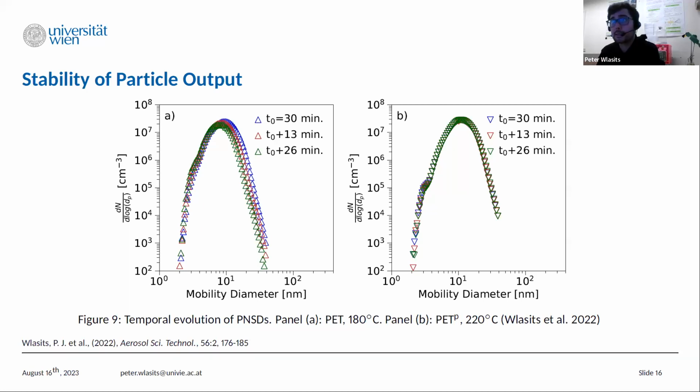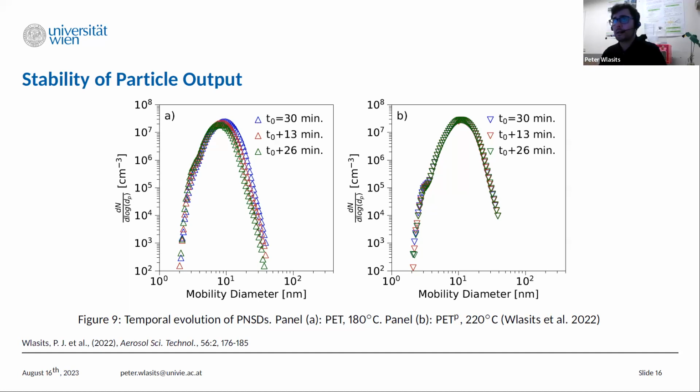And what we see is that not just the maximum of the distribution decreases, but also the distribution somewhat gets slimmer. So it's narrowing down. So there is something happening, so this was rather a not so stable size distribution.